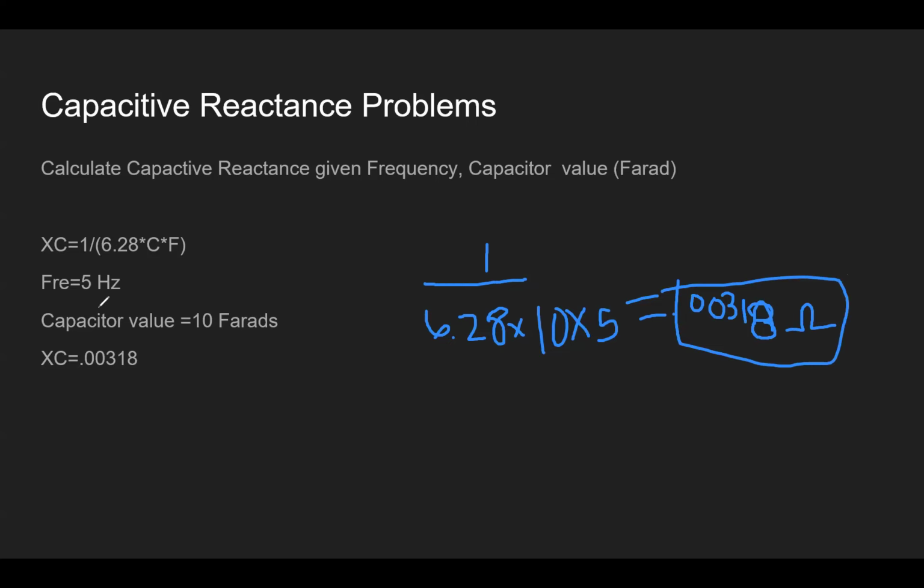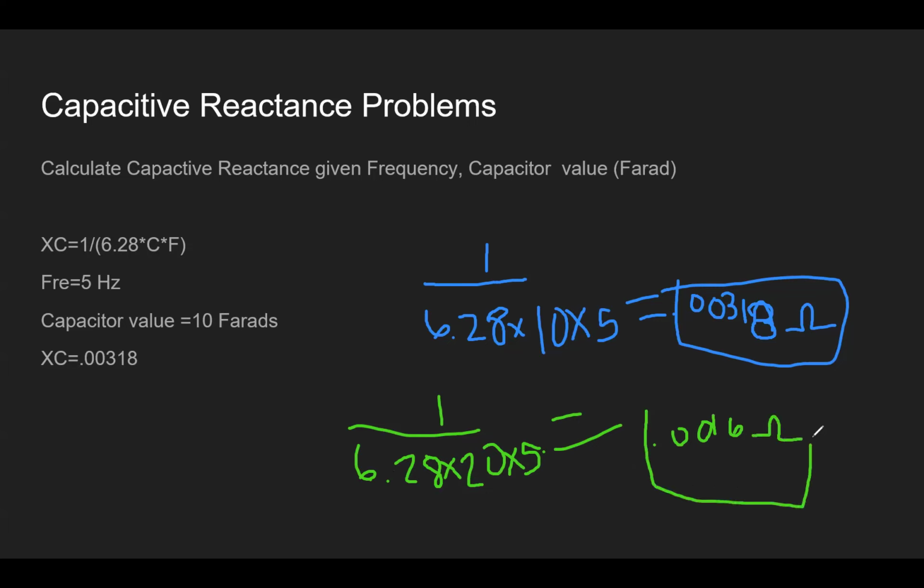see, let's say we kept everything the same, except let's change our capacitance. We're going to increase it to 20. If you do the math here, 6.28 times 20 times 5, that's 628. 1 divided by 628 is 0.016. Sorry, horrible handwriting, I know.